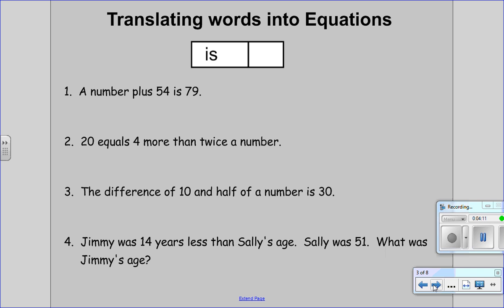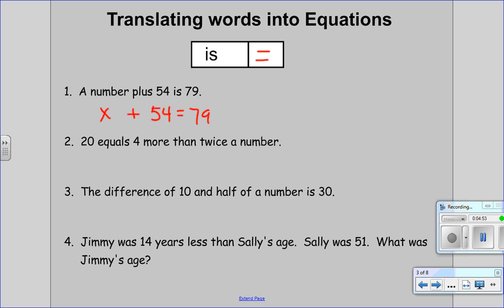Translating words into equations is very similar. The biggest distinction is the existence of an equal sign, and "is" is a common word that's used to denote equals. So let's try 4 examples of translating words into equations. A number plus 54 is 79. When translating these words, I suggest that you try and go piece by piece within the sentence. A number, x, plus 54 is, which means equals, 79.